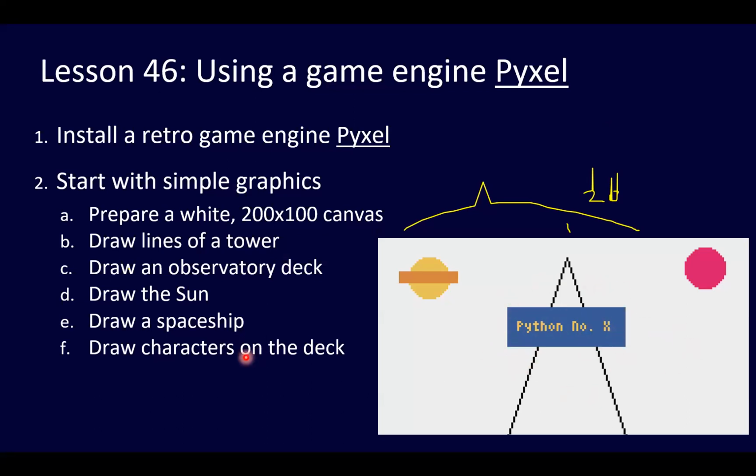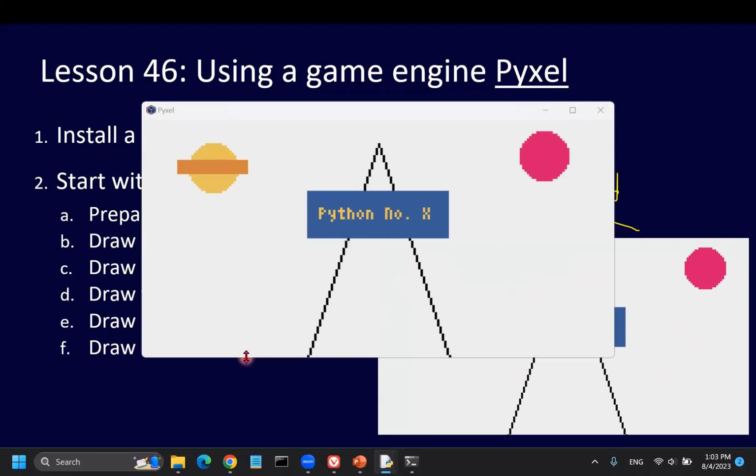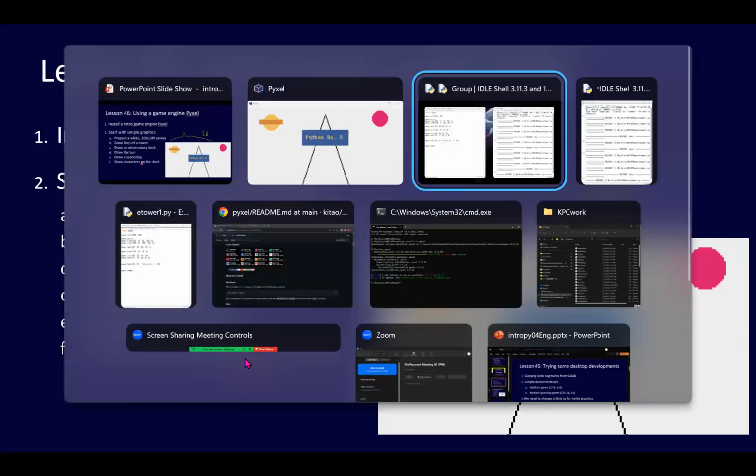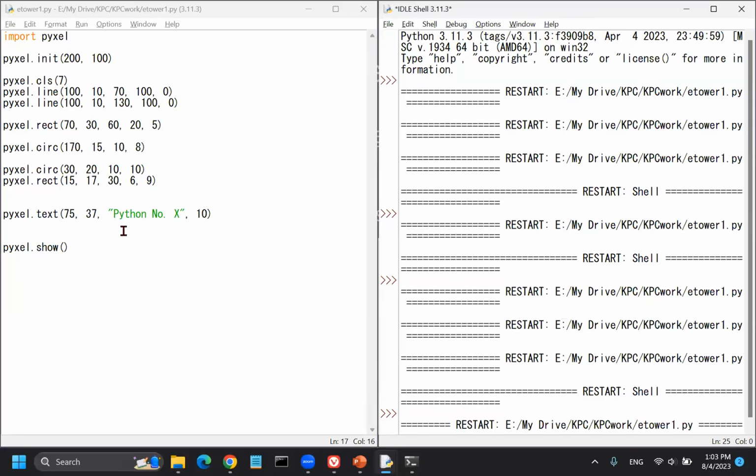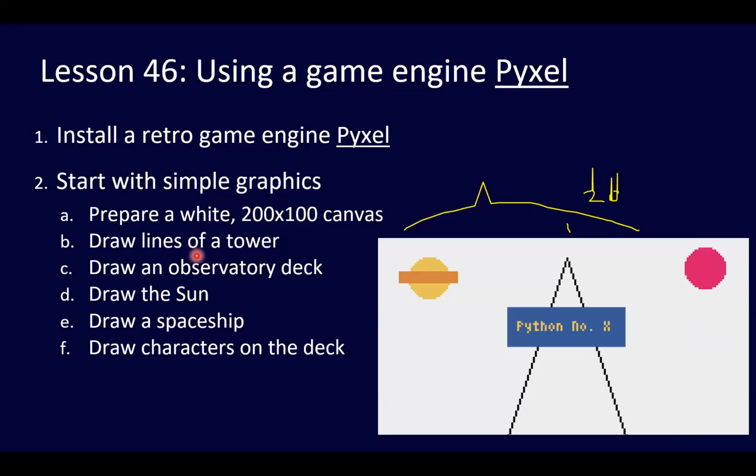Good. So this is how we can draw simple graphics using Pyxel. You see the code? Now, maybe from next time, we will start to move the objects and move the characters and something like that using this. Okay, that's all for today.